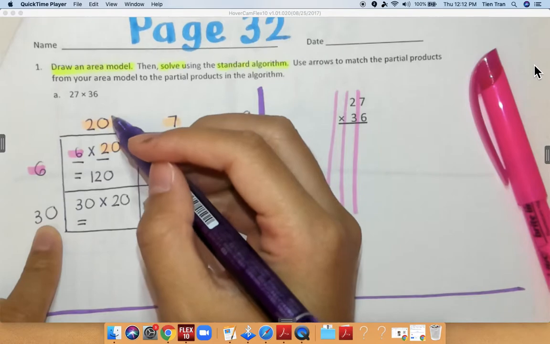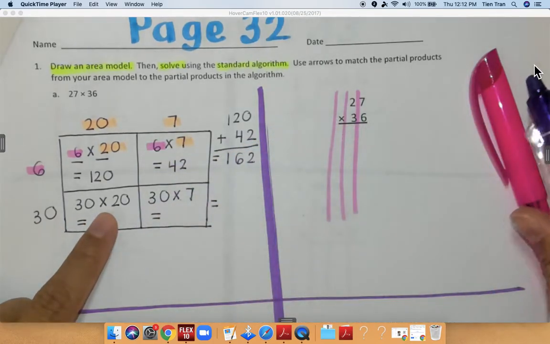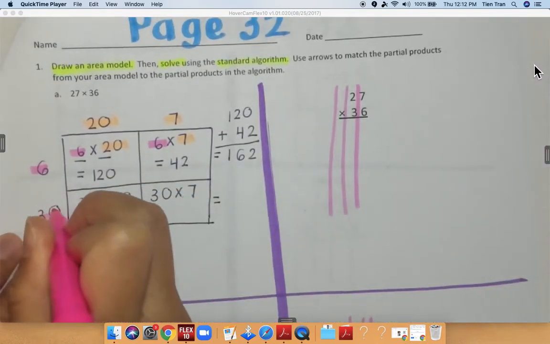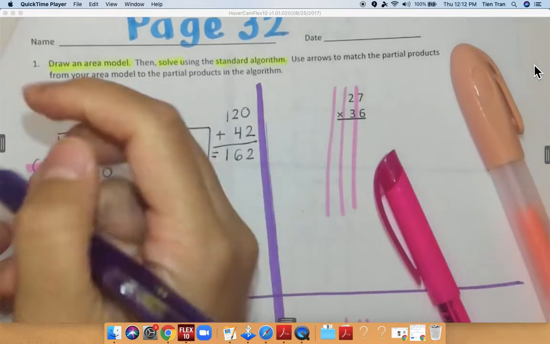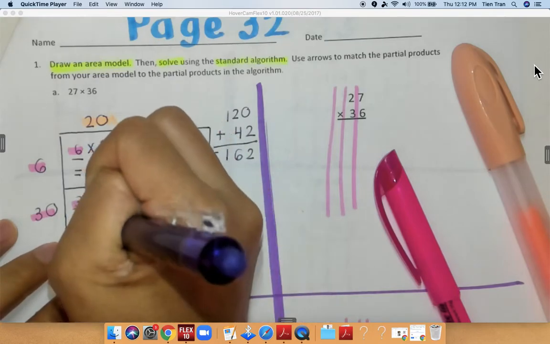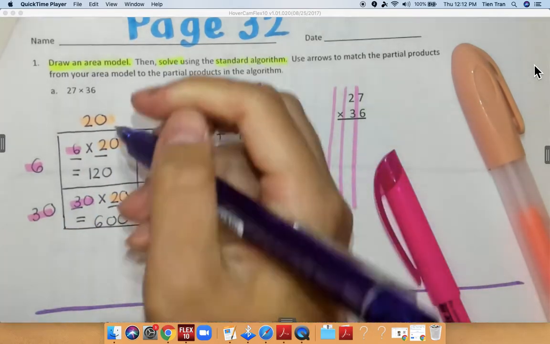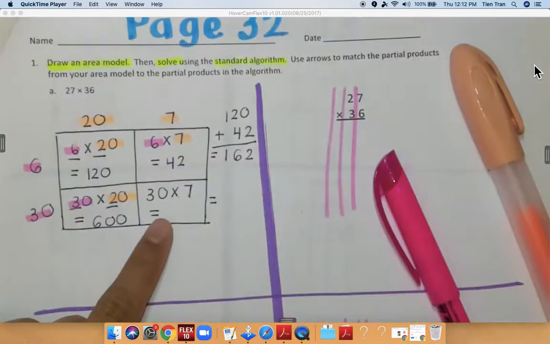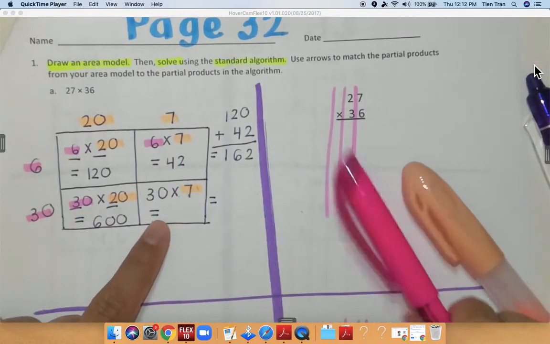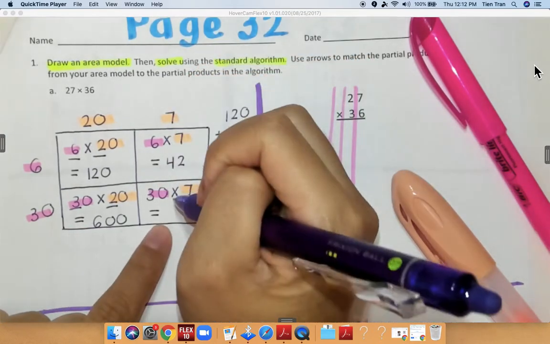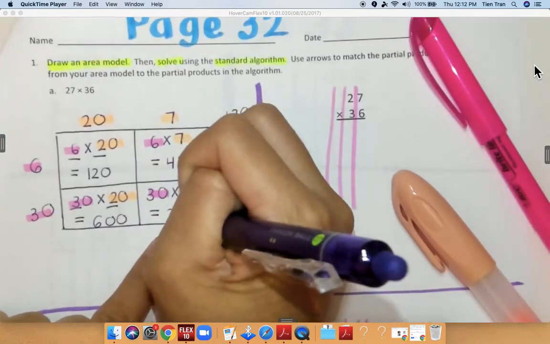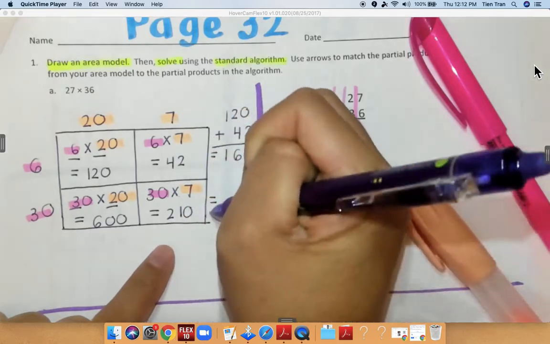Now I'm going to multiply 30 times 20. Okay, so the number 30 comes from right here, and 20 comes from the top right over there. I know that 3 times 2 is equal to 6, and add the 2 zeros at the end. And over here, I have 30 times 7. Same thing, I have my 30. And right here, I have 30 times 7. So 3 times 7 is equal to 21. Add my 0 at the end.